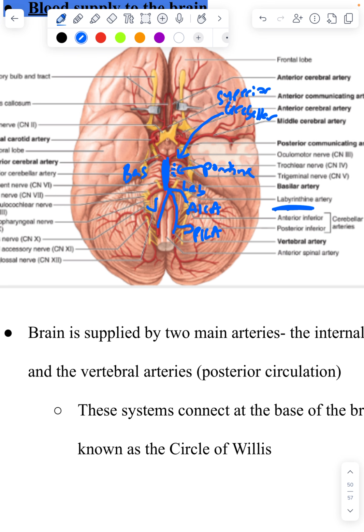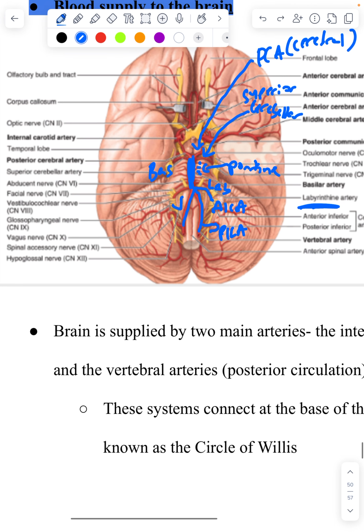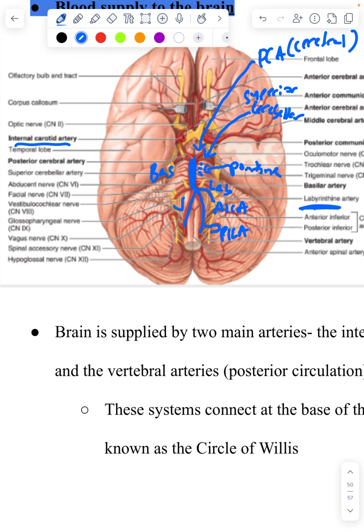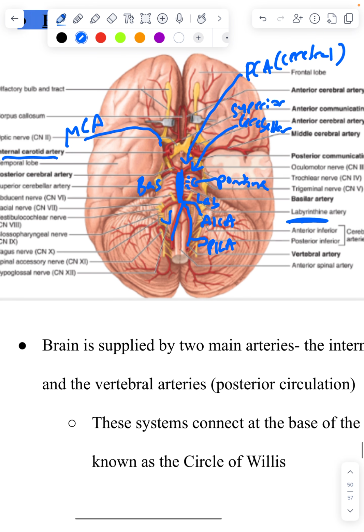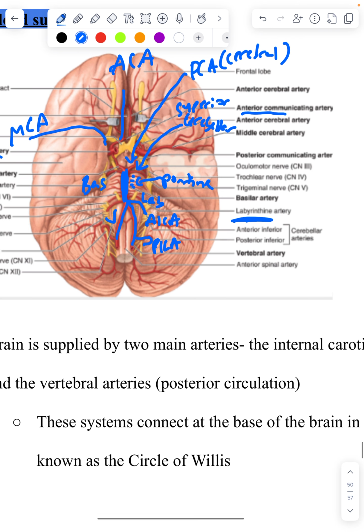And this last one here, which is the last branch of basilar, is your PCA, but the C is cerebral, so posterior cerebral artery. Then you have your ICA, which is this thing popping up at us. That's ICA. And then that's going to give MCA, middle cerebral, and then ACA, anterior cerebral. You also have an anterior communicating artery between your two ACAs.